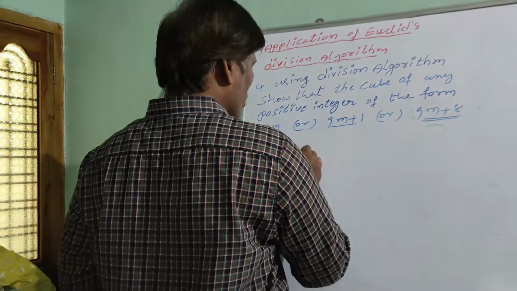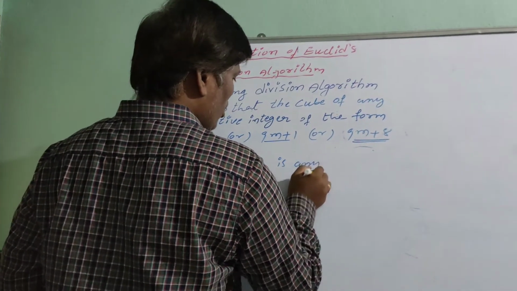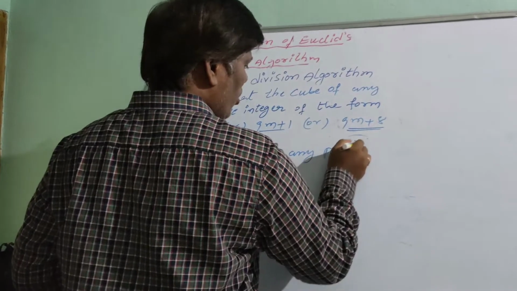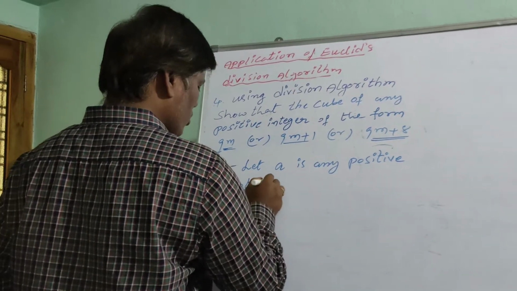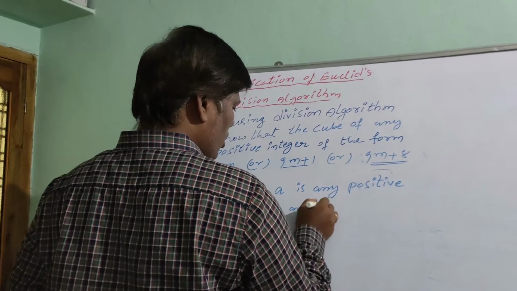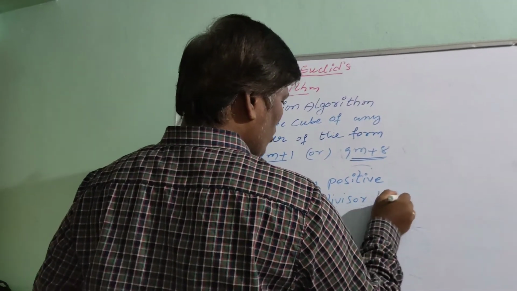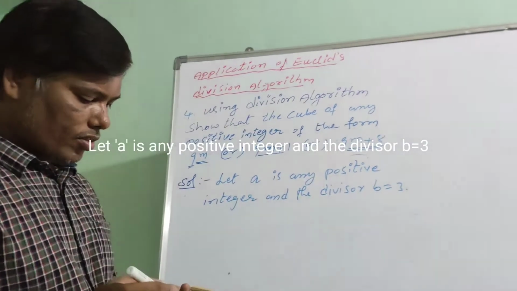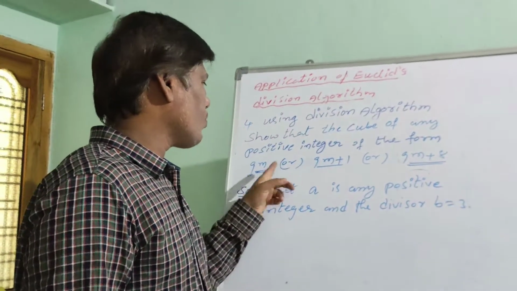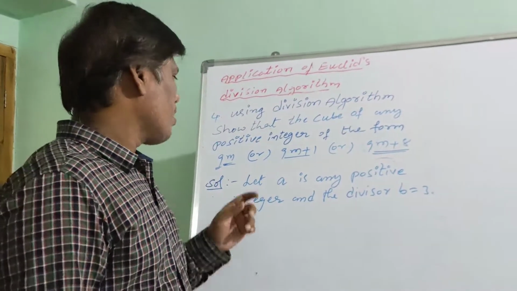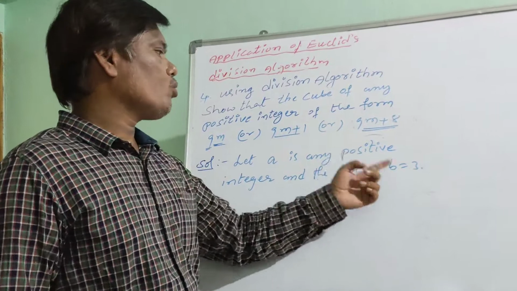Let a be any positive integer, and the divisor b I am choosing as 3. Actually here I have to prove that the cube of a positive integer is of the form 9m or 9m plus 1 or 9m plus 8. But instead of choosing 9, I am choosing 3.